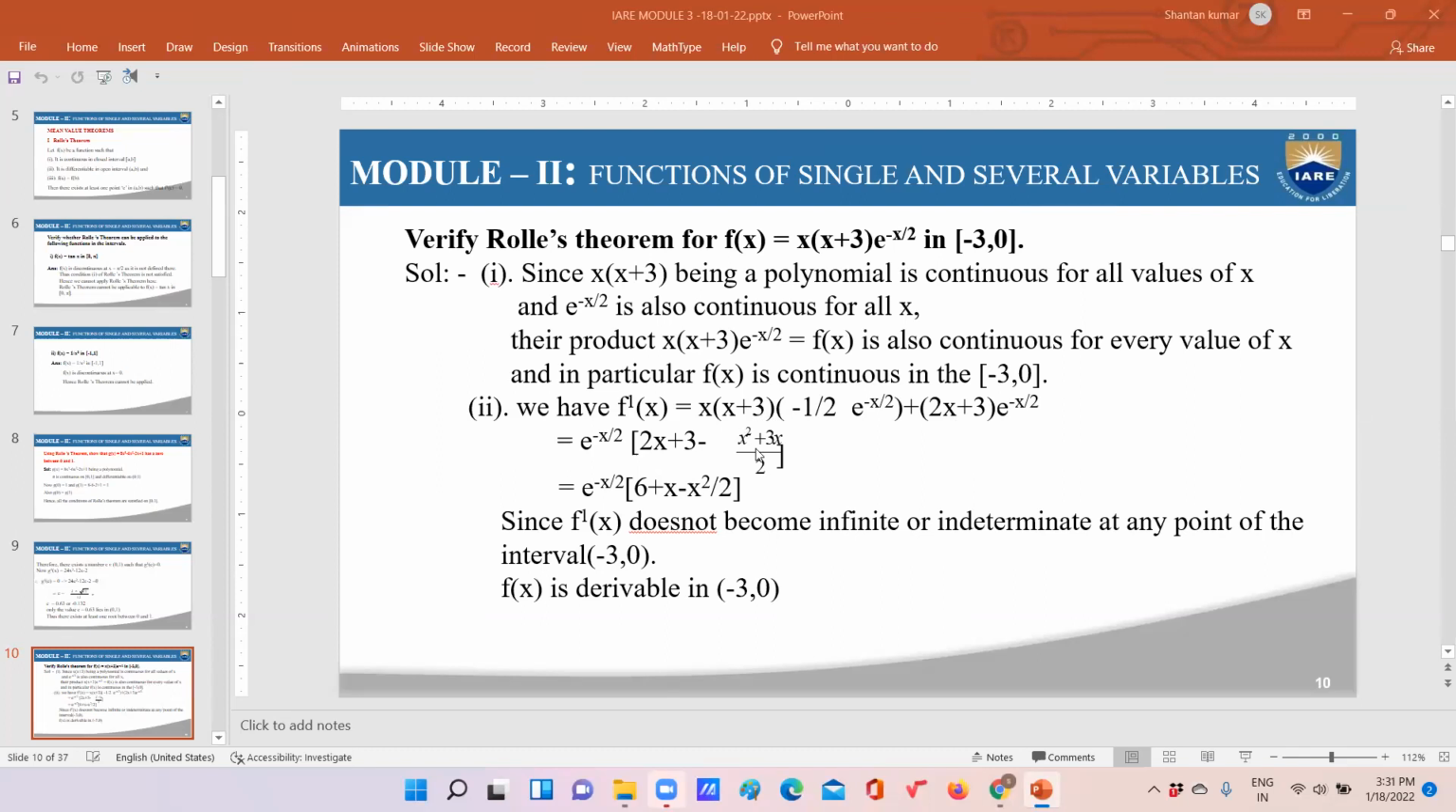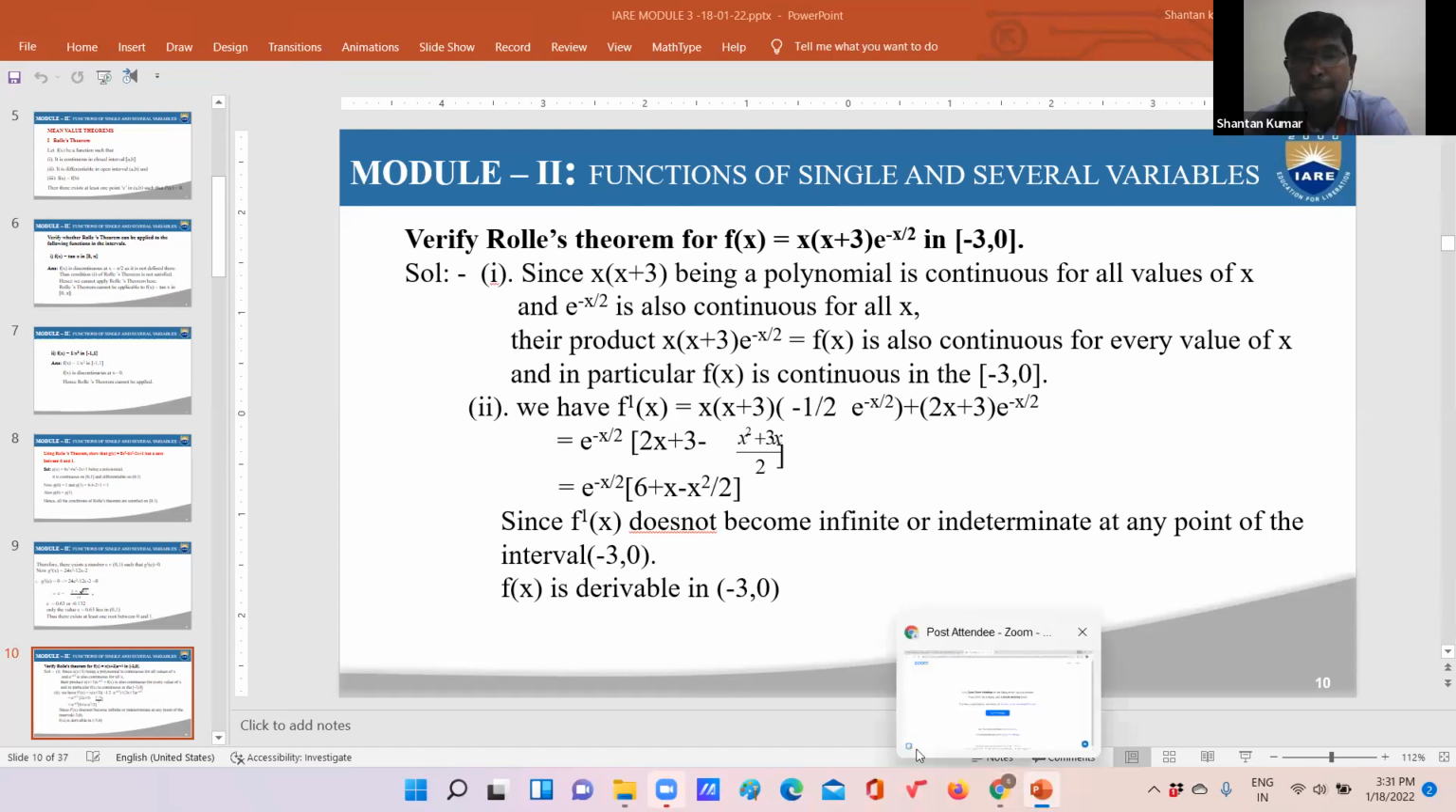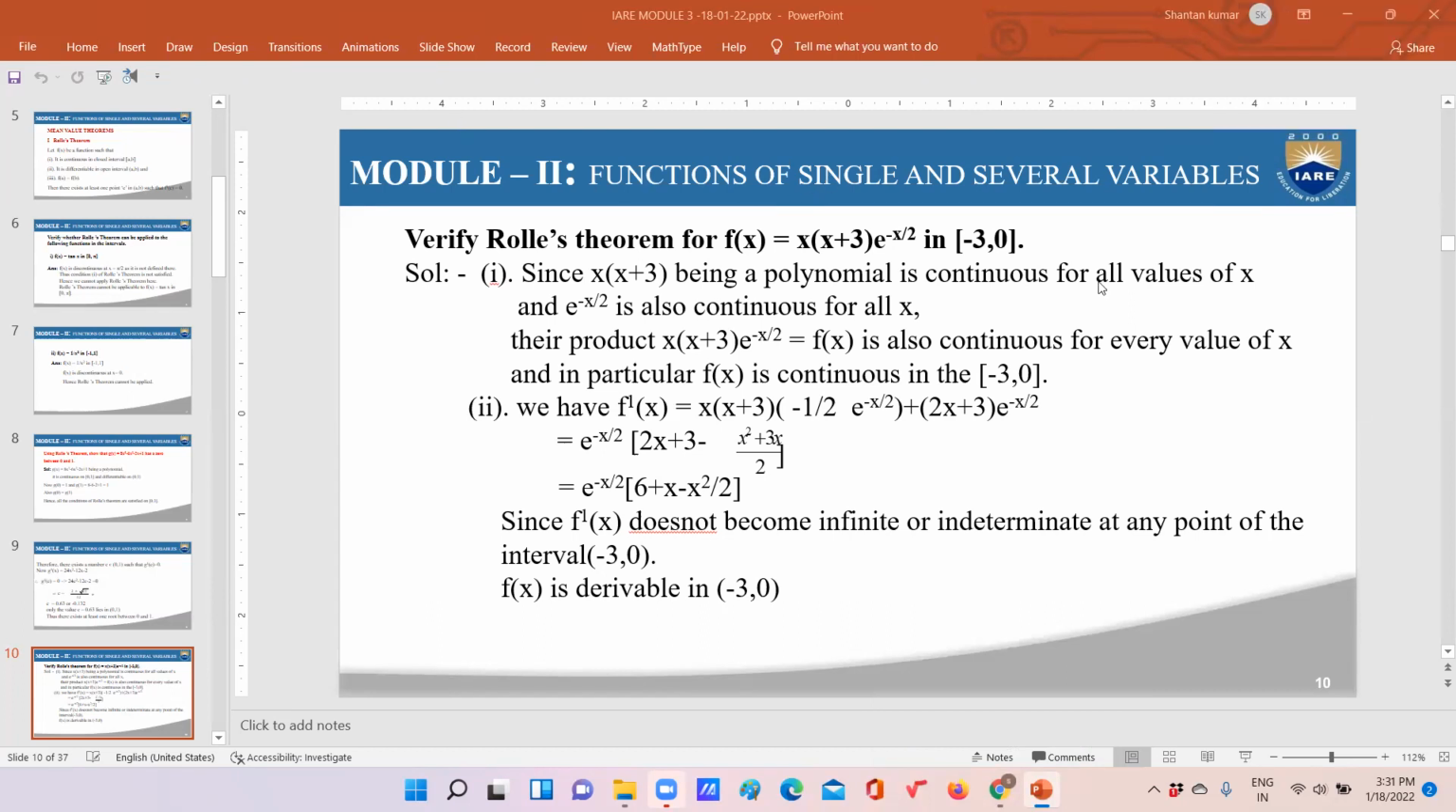And next, we need to find out whether the derivative exists or not. Automatically, you can observe the derivative clearly exists. Derivative exists. Yes? Is the derivative existing or not? Yes, sir. And here the derivative also exists in the interval minus 3 comma 0.